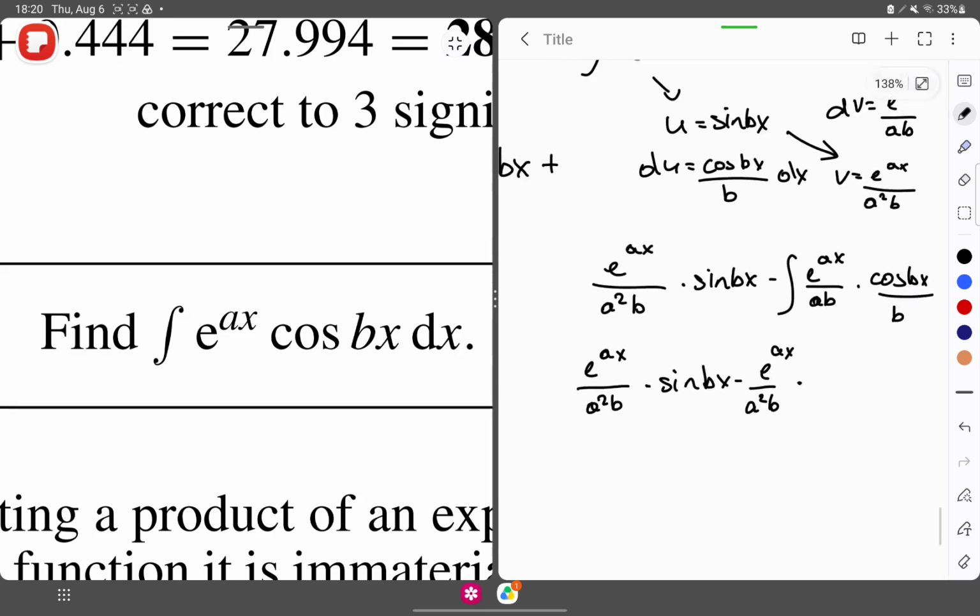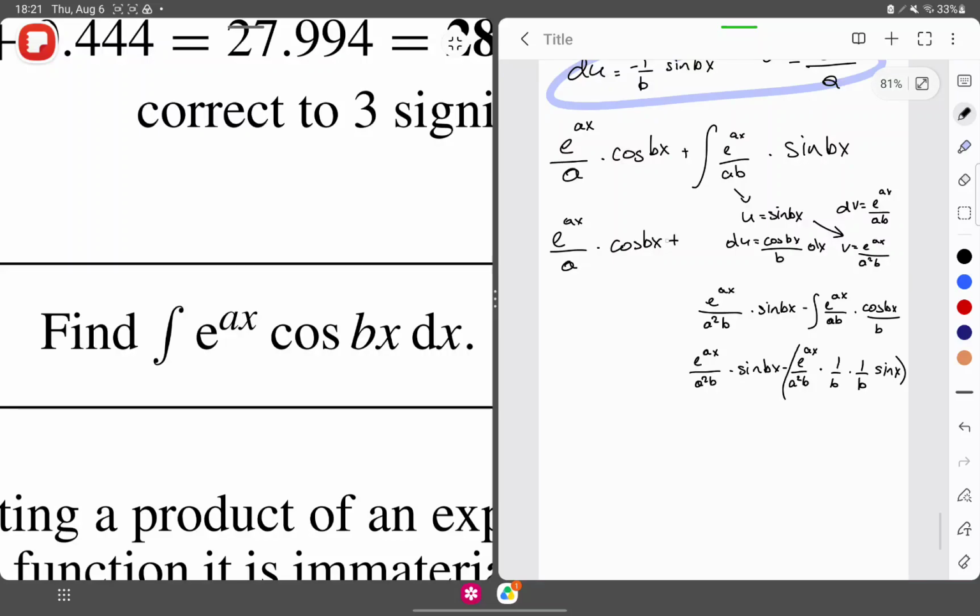1 over b. That is times, by the way. That must be in brackets. Not in brackets, but 1 over b times. Oh my gosh. That must be like just 1 over b, okay? 1 over b. And cosine bx will be what? The cosine integral is 1 over b sine bx. And just substitute this one.